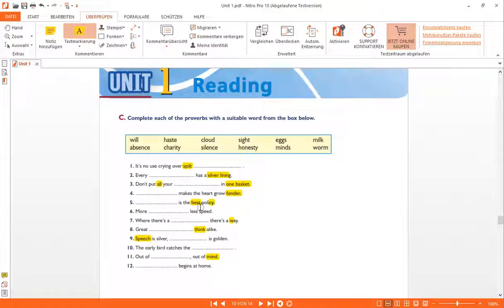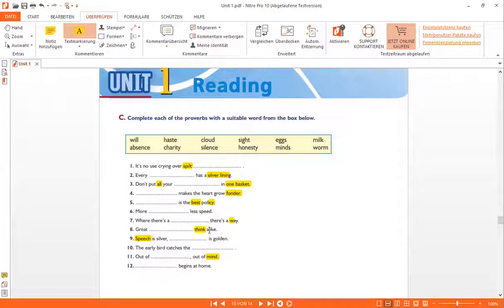And sometimes idioms or figurative expressions rhyme. Honesty is the best policy, or in this case, number 7, where there is a will, there is a way, okay? Out of sight, out of mind. With more haste, less speed. That's also very difficult to say. It basically means if you have patience doing something, you actually end up doing it better and finishing earlier than just speeding up and then making mistakes.